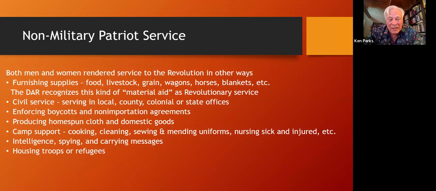This kind of material aid is recognized by the DAR as revolutionary service. So you may come across that sort of qualification for somebody in those records. There are many ways that people who served in local, county, and colonial offices during the war were also giving service. Women and others enforcing boycotts and non-importation agreements was another way of supporting the revolution, even though the term boycott, incidentally, is an anachronism when you're speaking of the revolutionary period.